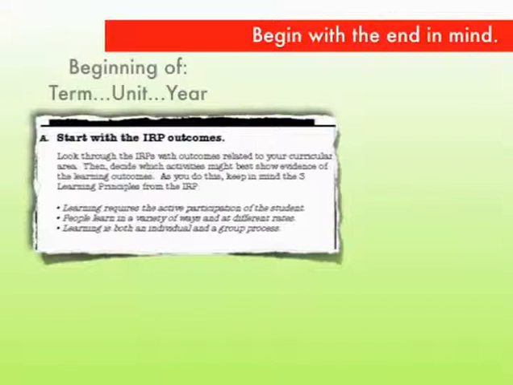And right now in your book, I am on page 7, page 7 of the How Do I Mark That book. I like to start with the IRP outcomes, but there are different ways to do it. Let's get into that. If you take a look at the 3 bullets under A, learning requires the active participation of the student. People learn in a variety of ways and at different rates. And learning is both an individual and a group process. Now, these are 3 key things to keep in mind as we're working with kids.